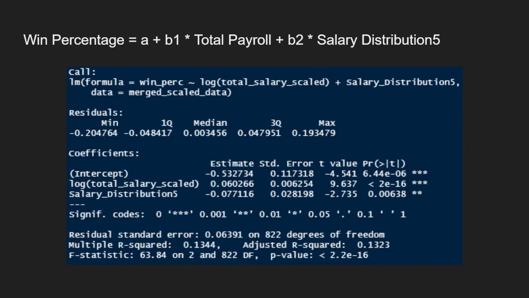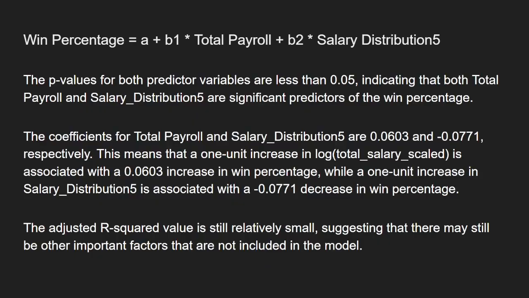Now looking at the salary distribution of the top 5 players instead of just the top 1 player. The p-values for both of these predictors are less than 0.05. So they are significant, not as confident as the top player, but still confident, up to 95%. And the R-squared value is still small, suggesting, again, that there are important factors not in this model.